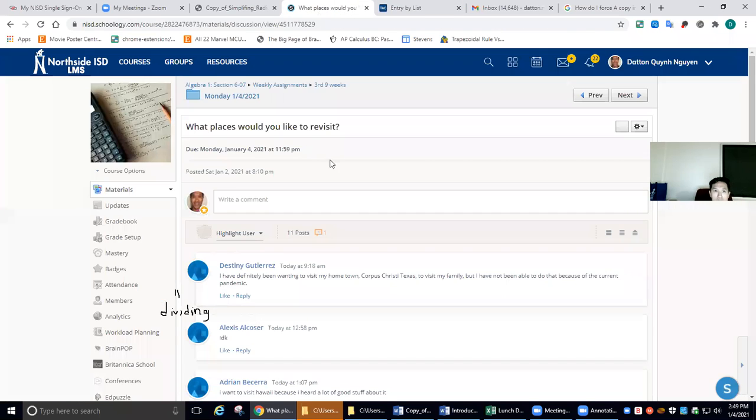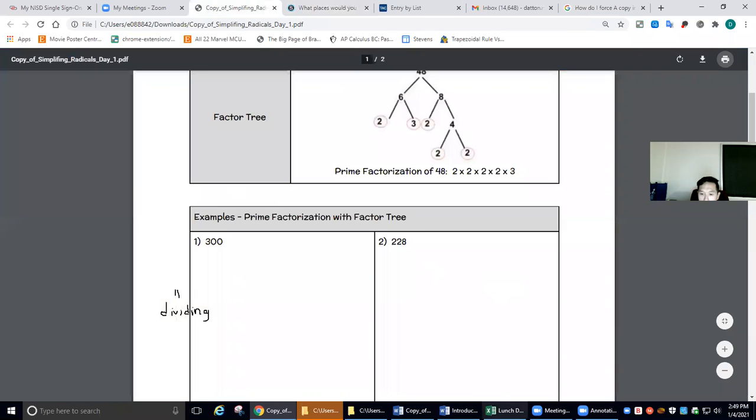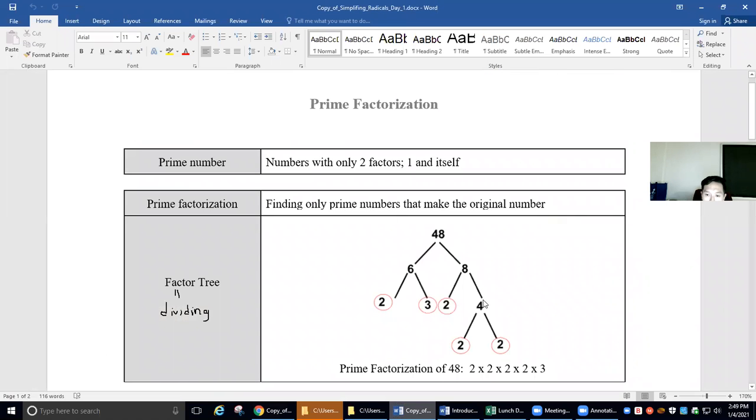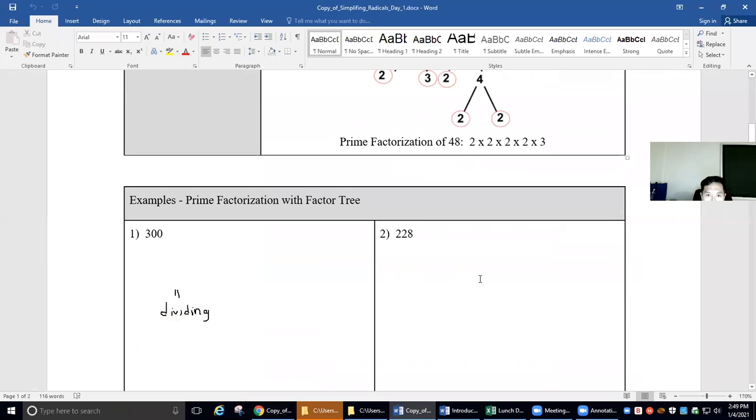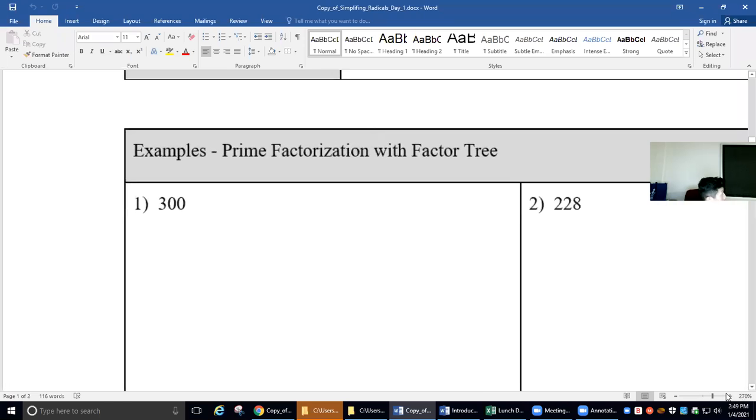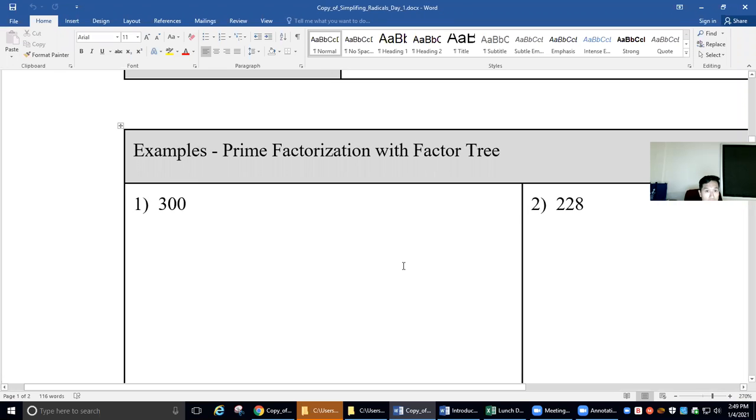All right. So in this situation, let's take a look at an example. Let's say I want to factor apart 300. Can you guys see this pretty well? Let me make it a little bit bigger. Okay, I want to factor apart 300.